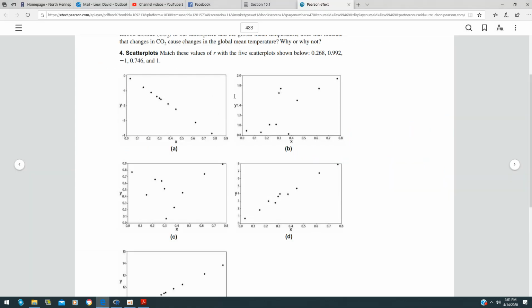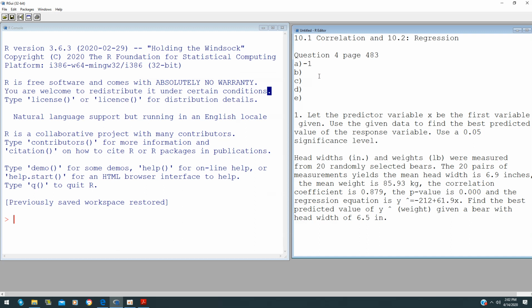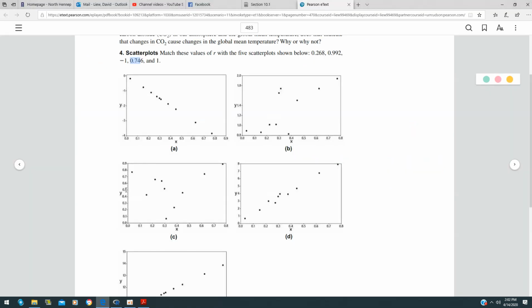Now let's look at question 4b. This graph shows a positive correlation because your slope is going up. You notice that the points are a little bit far away from the line you would draw right here. There are a couple of points that are far away from the line. So your correlation will be positive but kind of moderate. So for question B, your correlation in this case will be 0.746.